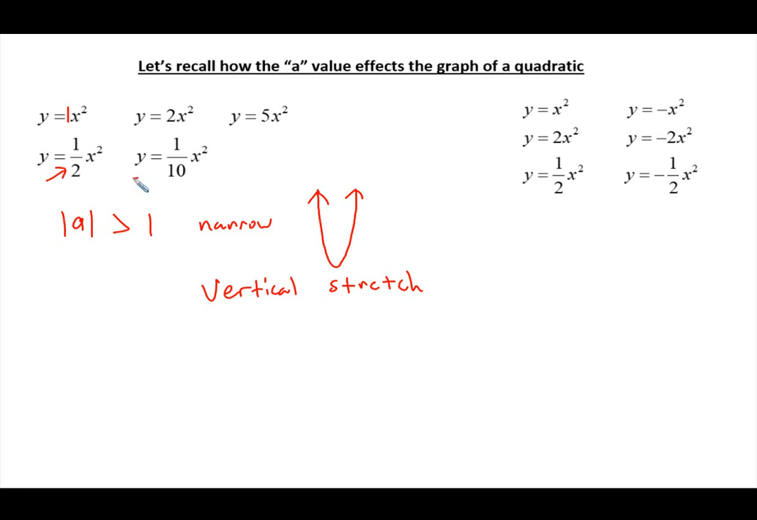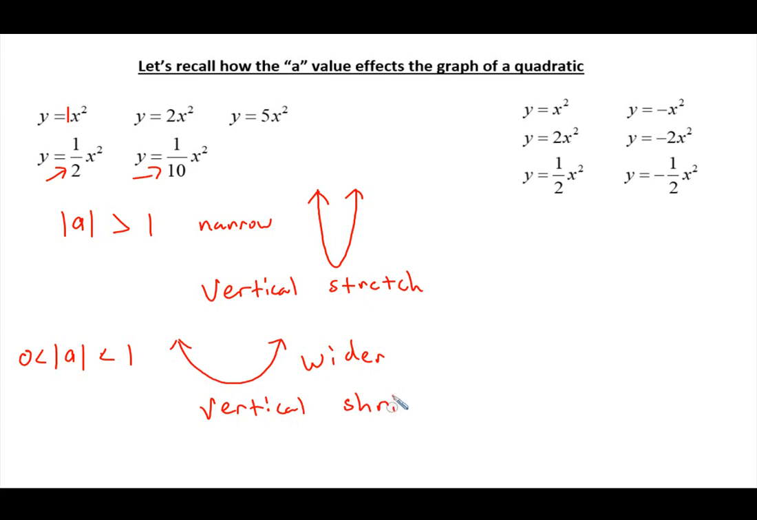Over here, when a is half, or 1/10, so when a is a fraction less than 1, when the absolute value of a is a fraction less than 1, meaning it's between 0 and 1, the graph will get wider. The graph will be wider. And we call that a vertical shrink.